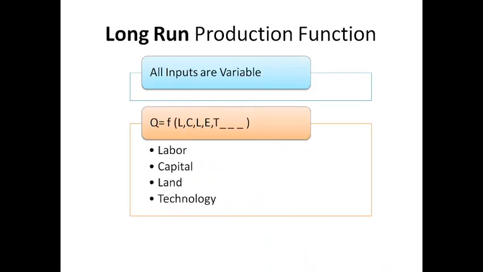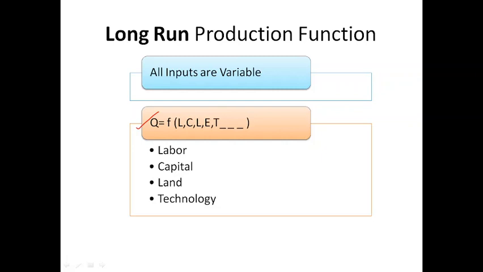And in production function in long run, all the factors or inputs are considered to be variable. As we are saying long run, it means we have enough time to change all the factors, both variable and fixed, to get the desired output. So the equation will be Q = f(L, C, L, E, T), etc., meaning labor, capital, land, technology, etc. E denotes entrepreneurship or enterprise. This is the production function in short run and long run.